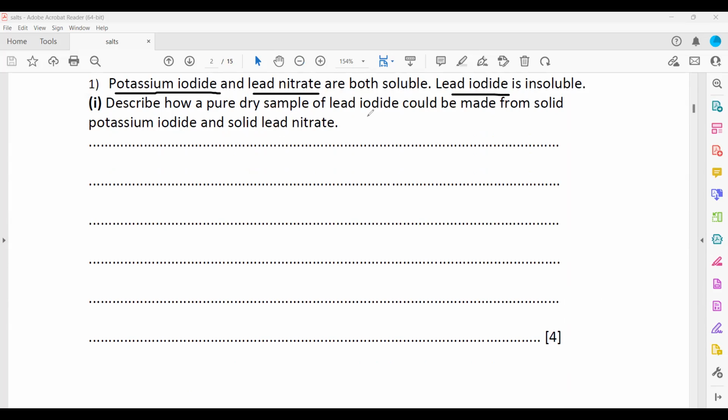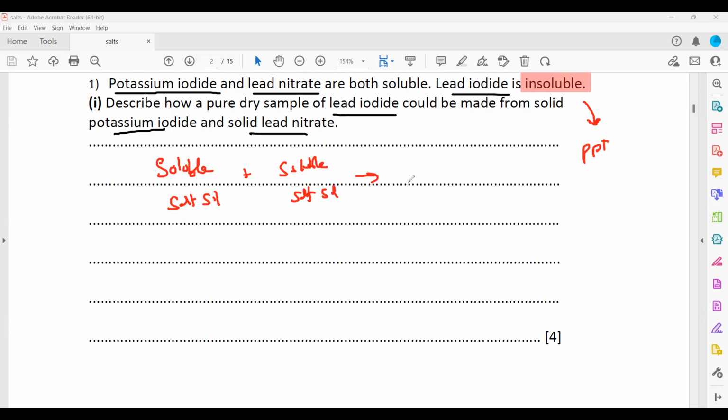Describe how a pure dry sample of lead iodide could be made from solid potassium iodide and solid lead nitrate. As you can see in the question, we want to prepare an insoluble salt. How can we prepare an insoluble salt? The technique is known as ionic precipitation. We mix soluble salt solutions, one soluble salt solution mixed with another soluble salt solution. As a result, it will form a precipitate.